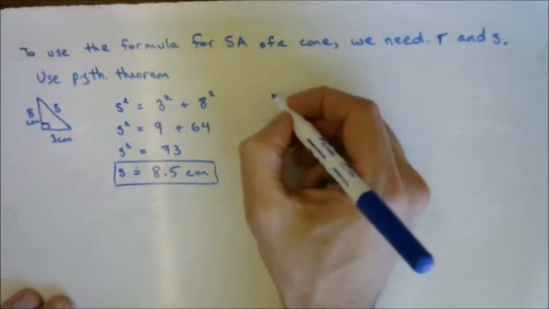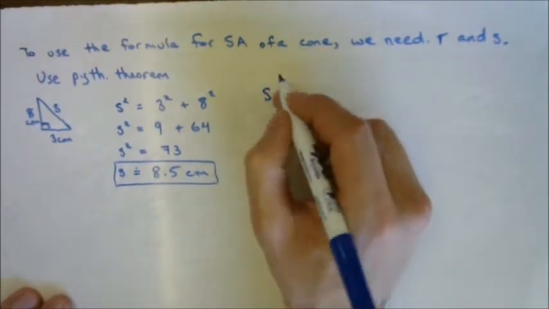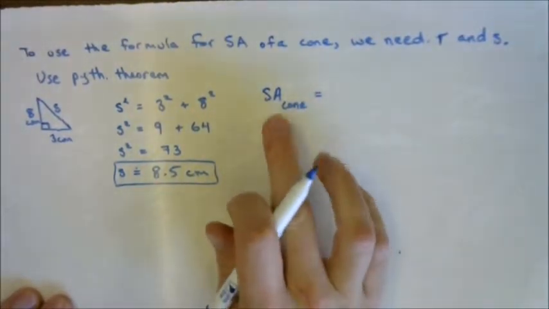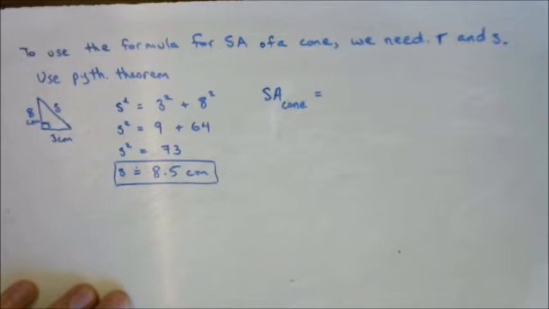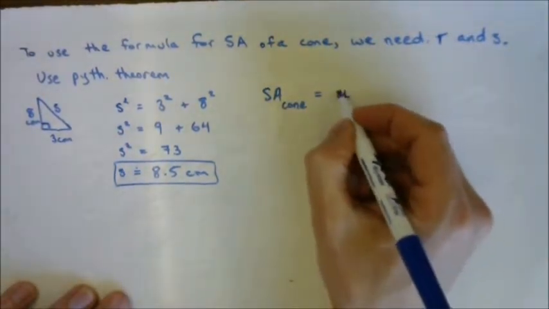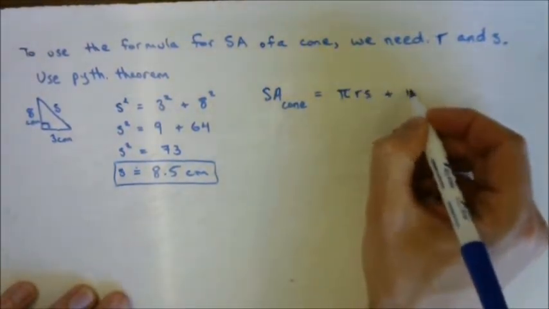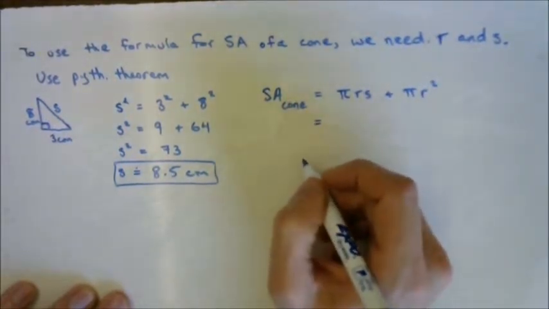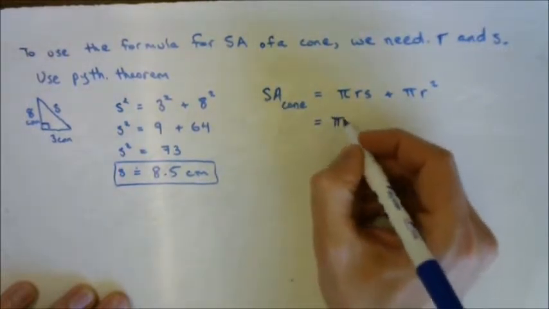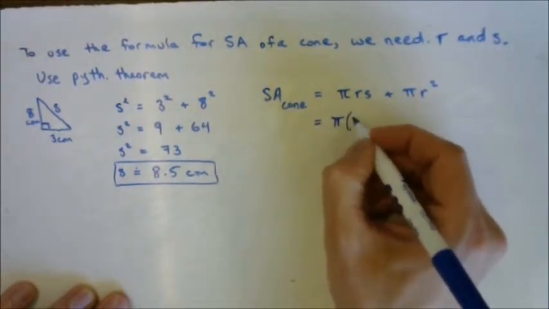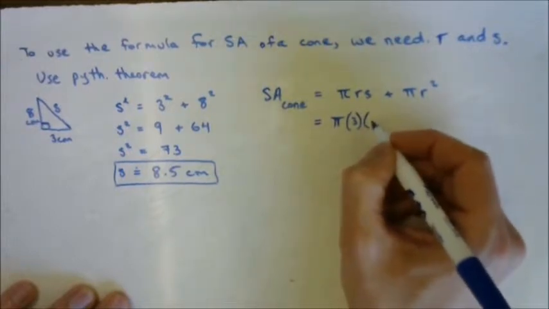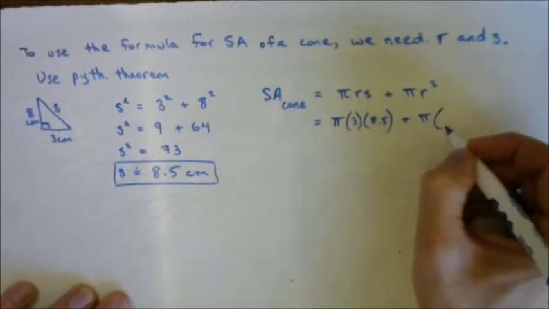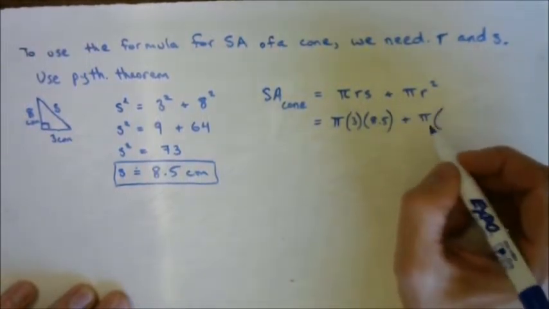And now we can take the surface area of a cone is equal to, go ahead and flip back and get your formula. Try to memorize it. Pi rs plus pi r squared. And we can sub in what we know. We know r is 3. And we know s is 8.5. And then the second portion, pi r squared.